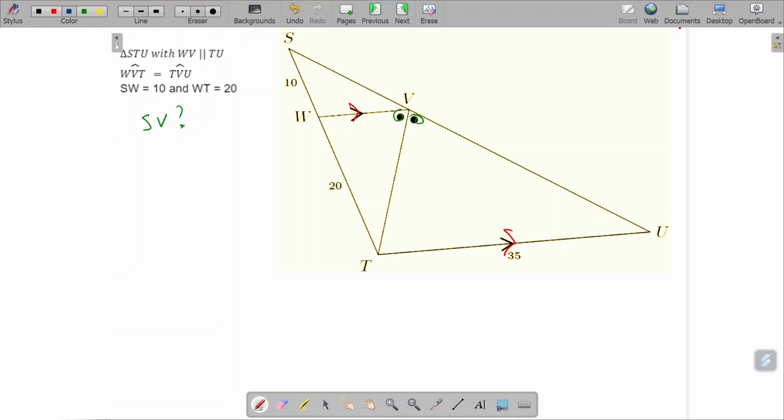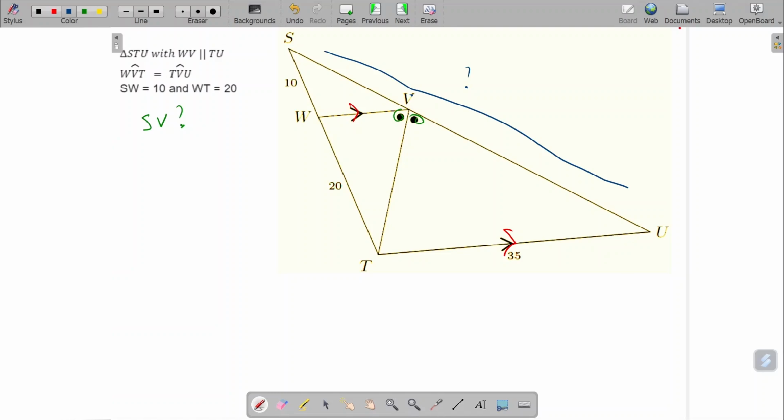My problem that I have right now is I've got no information about this right-hand side of the thing. I've got no information about either the full length or any of the part lengths of this line on the top right-hand side. So neither SV nor VU nor SU are known to me. So I cannot proceed by immediately saying I know something about the proportion. I will first need to find out one of the pieces on this right-hand side of this blue line SU.